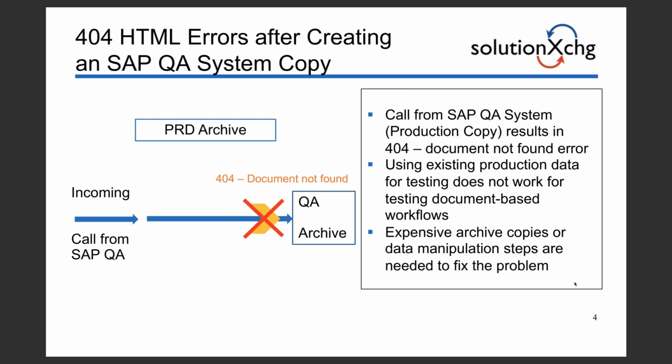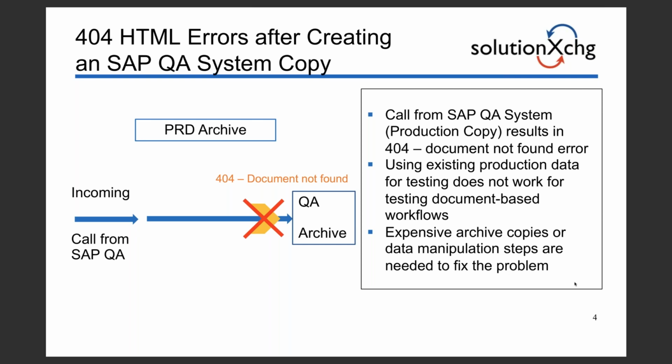Unless you take extra precaution or you copy your production archive and turn it into also a QA archive, you will get a nasty document not found error once you click on that document. And users will wonder, testers will wonder, what went wrong? Why didn't I get the original document?